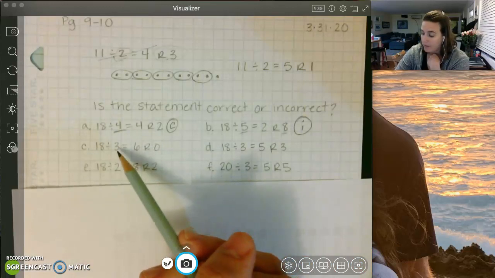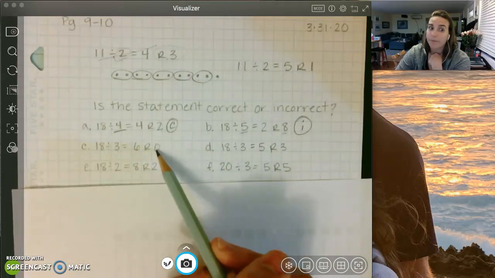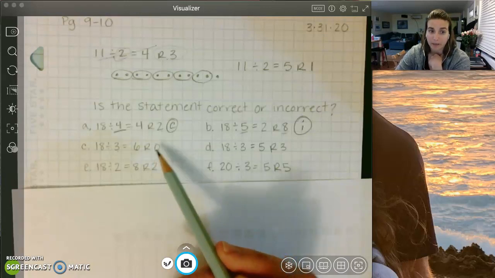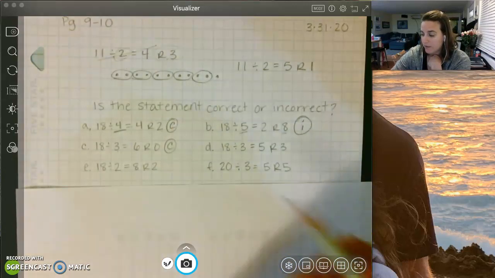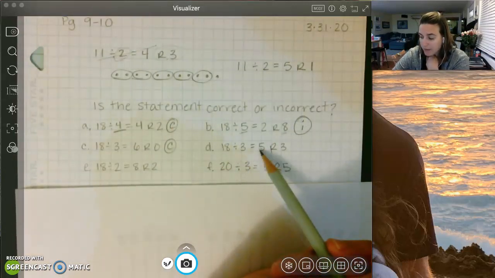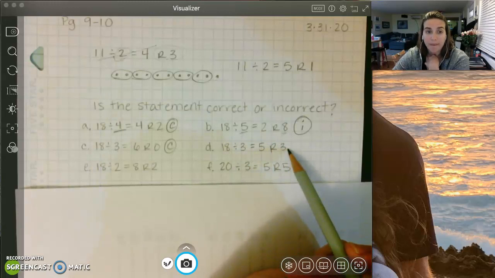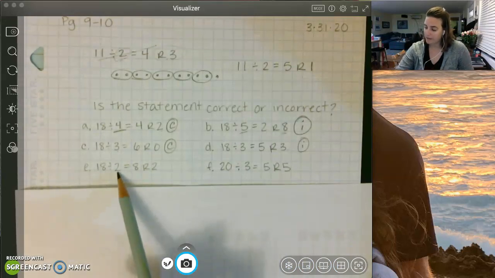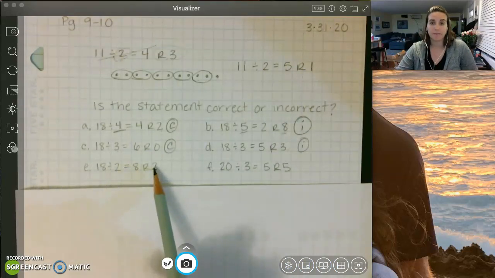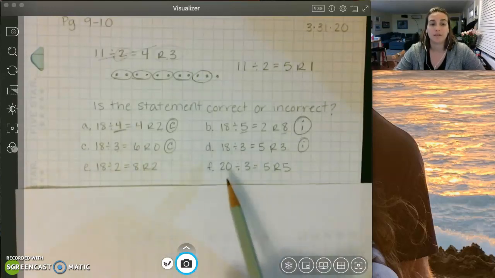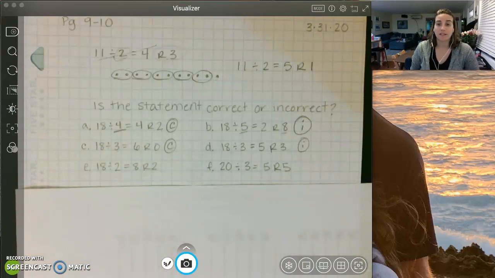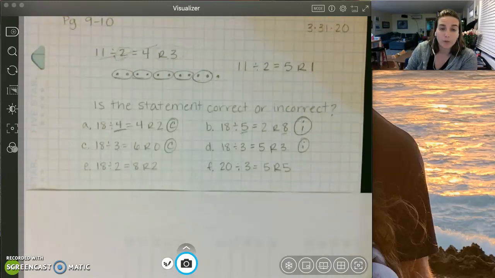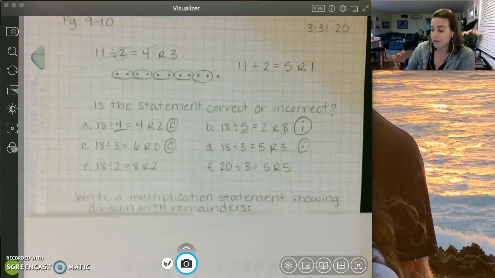So 18 divided by 3 equals 6, remainder 0. We definitely cannot put another group of 3 in there. That one is correct. D, we have 18 divided by 3 equals 5R3. Can we include another group of 3 in that remainder? Yes, we can. 18 divided by 2 equals 8R2. And if you're catching on now, I want you guys to finish these last 2 on your own and decide if they're correct or incorrect. Remember, if you're writing these in your notebook, that's super helpful for you to come back to and look at later.